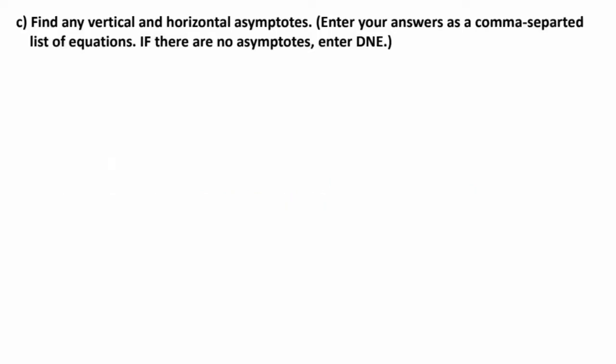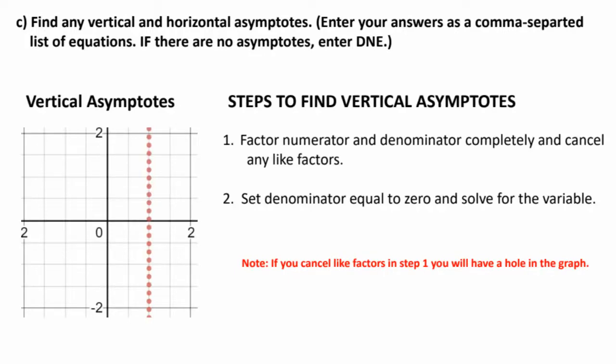Now let's look at C. Find any vertical and horizontal asymptotes. Let's start with the steps to find our vertical asymptote. If we factor our numerator and denominator completely and cancel like terms, we're going to be left with only the vertical asymptote.